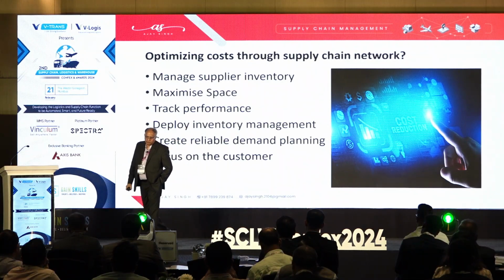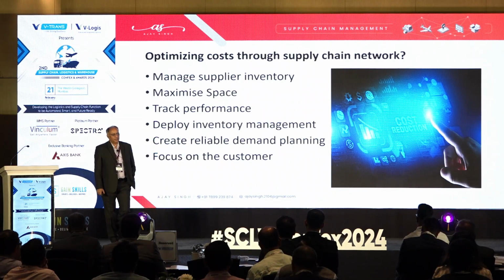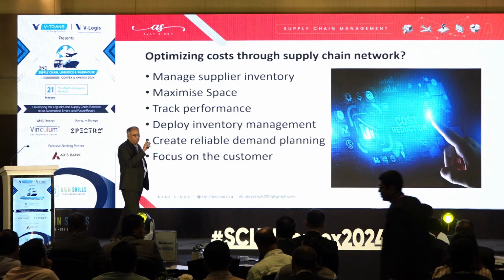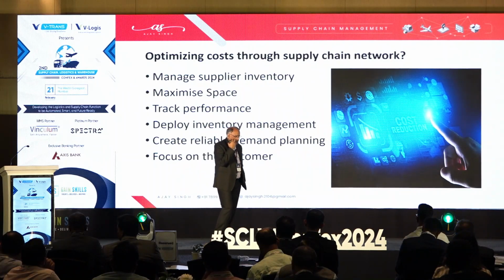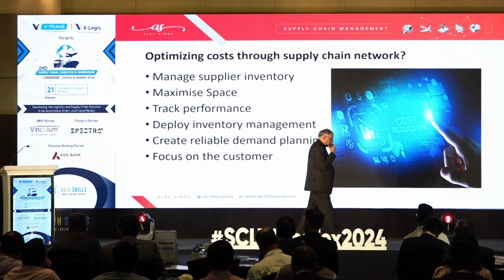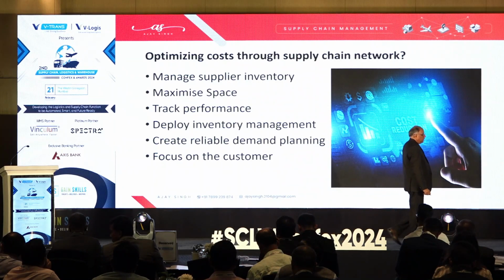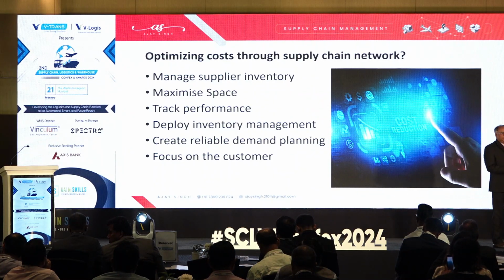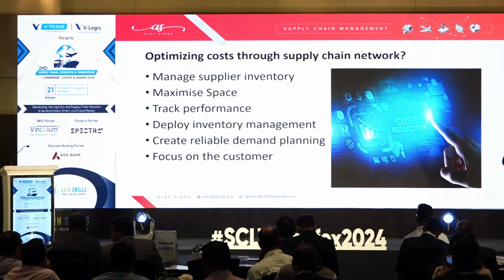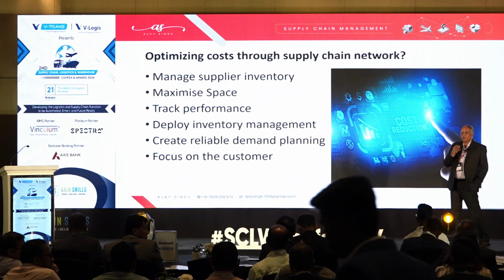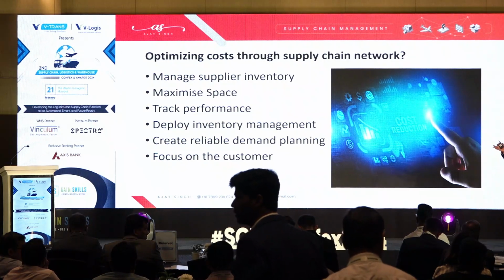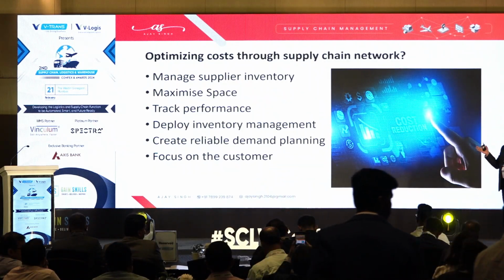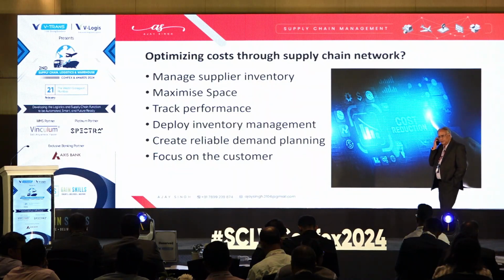By optimizing the cost of the supply chain network, you can manage your inventory, supplier inventory or your own inventory, across the whole system. You can optimize your space requirement, because more than 20-25% of the items are non-moving in every organization. How can we ease out the warehousing space requirement? You can track your performance at all levels, right from your procurement to your export, import, and all the logistics network.